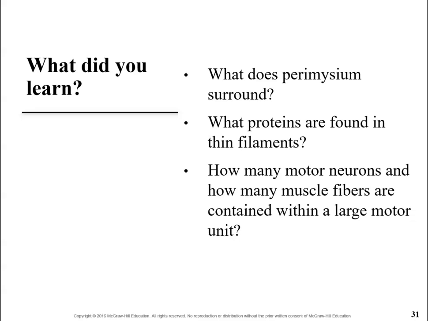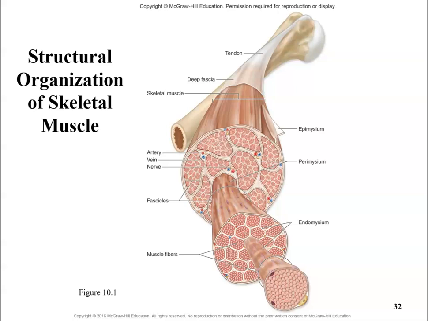Okay, so we have a couple of questions here. First question is, what does perimysium surround? Well, if we go back to our diagram of muscle, you can see that perimysium surrounds the individual fascicles. Remember that a fascicle is made up of a bunch of individual muscle cells. Okay, makes one fascicle. This is one fascicle. This is one fascicle. And surrounding those fascicles is going to be the perimysium. And in that perimysium is going to be your artery, your vein, and your nerve supply, okay?